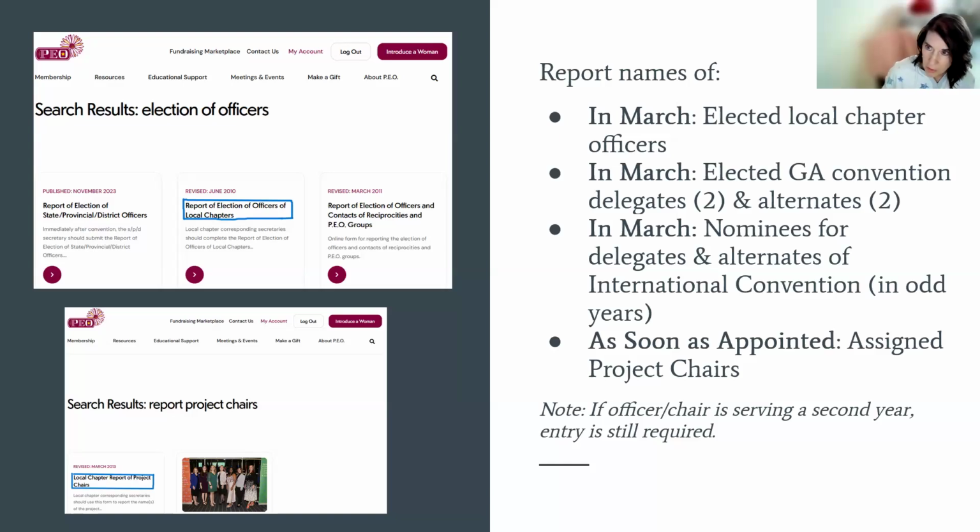Oh, important note. Even if somebody is doing the office for a second year, you do need to go in and update them. Otherwise, it will look like you did not report. So if Claire Hetherington served as membership chair last year and she's going to do it for a second year, you still need to log in and update her as taking the committee this year.